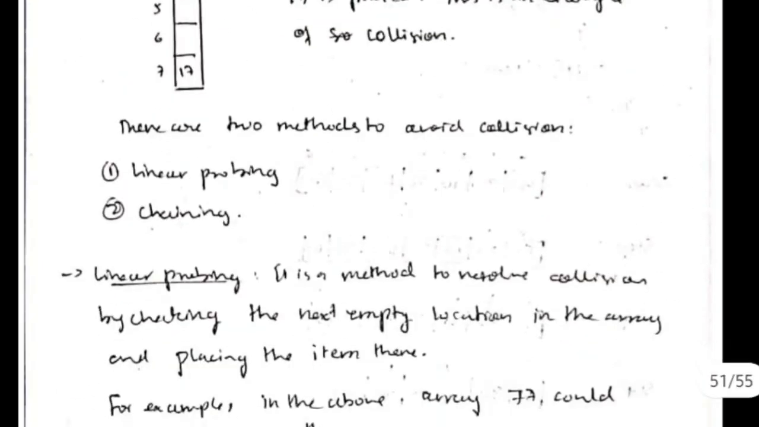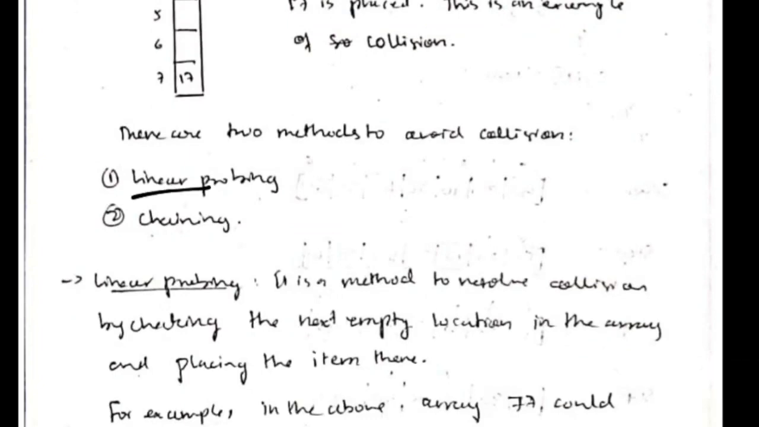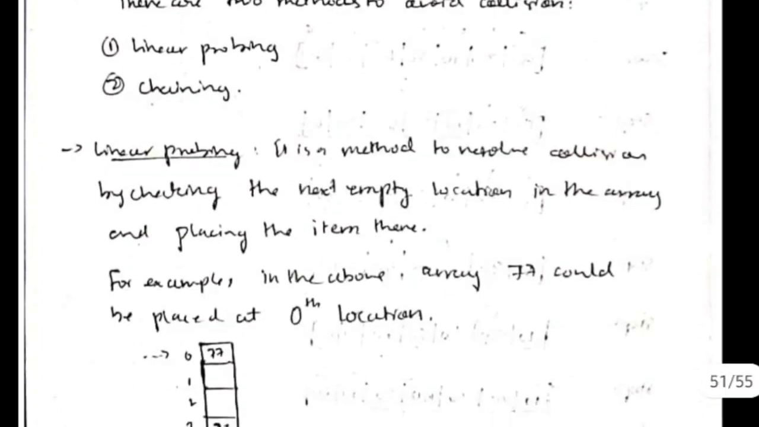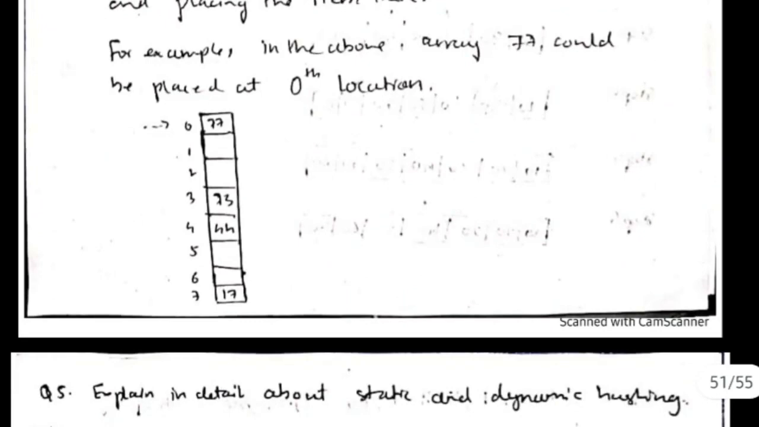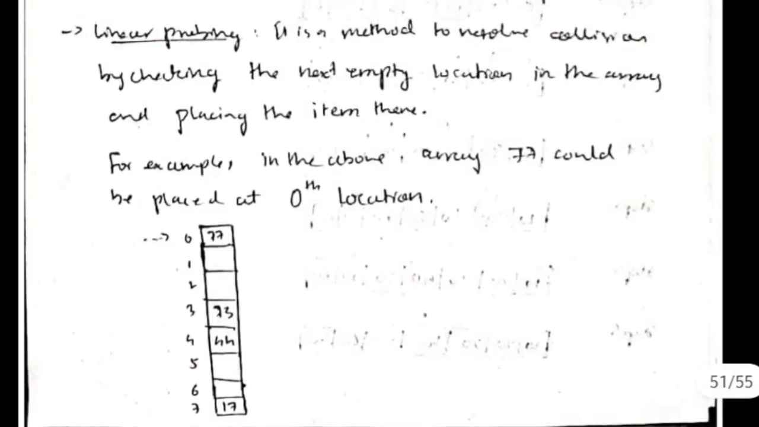So to resolve collision there are two methods. First one is linear probing and second one is chaining. In linear probing we will see the next location which is empty, which means after 7, repeating from the first position, the 0th location is empty, so we will place 77 there. That's known as linear probing.